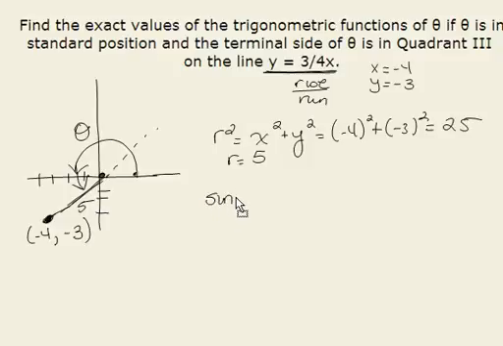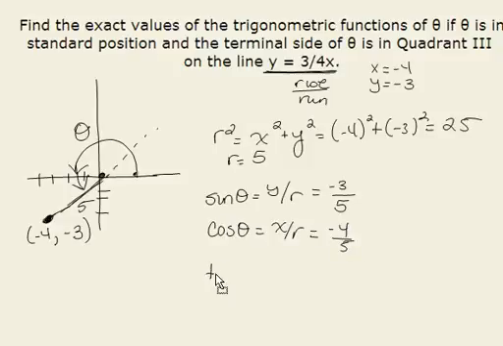We now know that the sine of theta is given by the y-coordinate over r, which is -3 over 5. Cosine of theta is the x-coordinate over r, which is -4/5. Tangent of theta is a ratio of sine over cosine, or y over x, which is equal to -3 over -4, or +3/4.